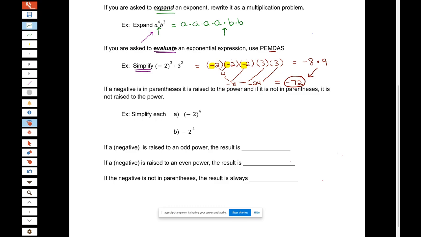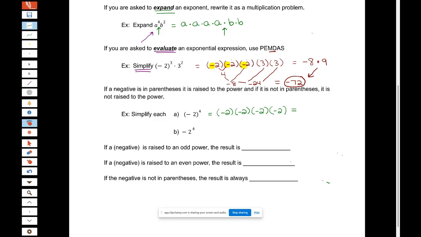Okay, reviewing what we discussed in our warm-up. If a negative is in parentheses and it's raised to a power, then the negative is also raised to the power along with the number in the base. The negative is part of the base. If the negative is not in parentheses, it is not raised to the power, like in this example. So we're going to look at both of these and see the difference. -2 in parentheses to the fourth power means -2 times -2 times -2 times -2, 4 times. The negative is in parentheses, so it's part of what is raised to the power.